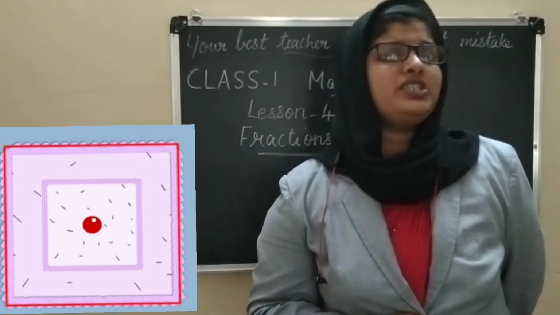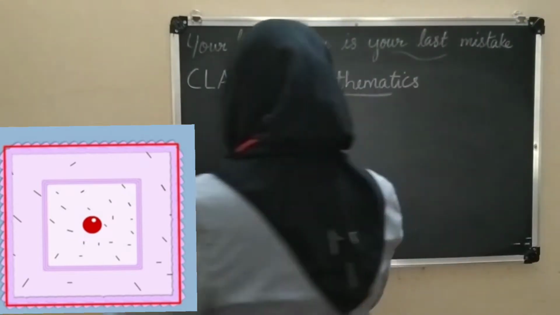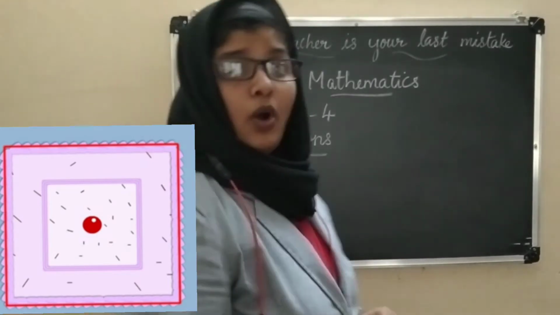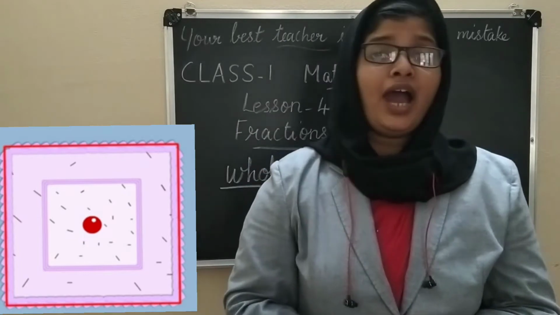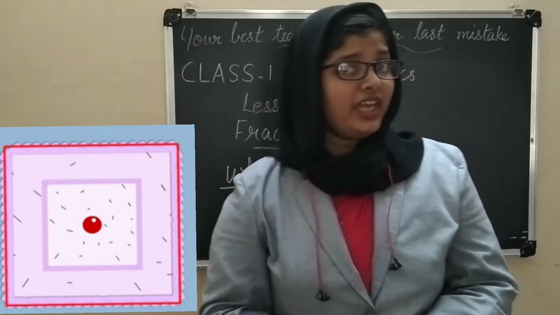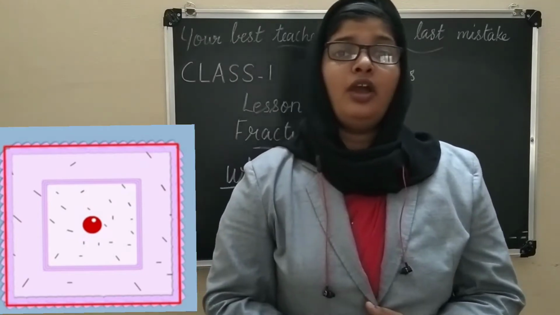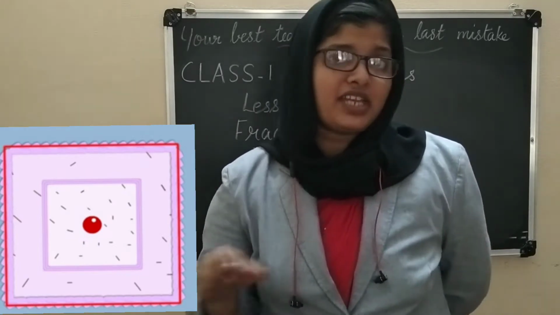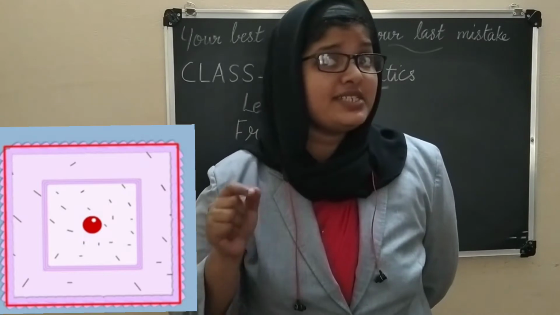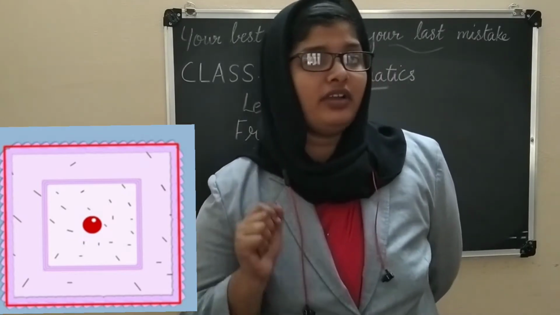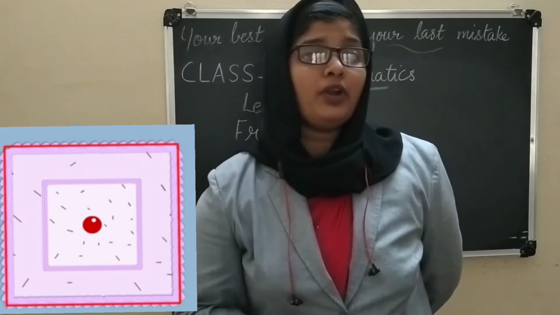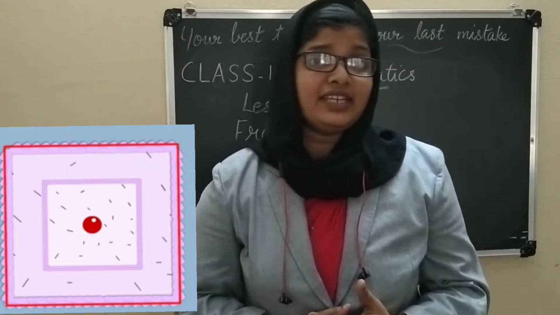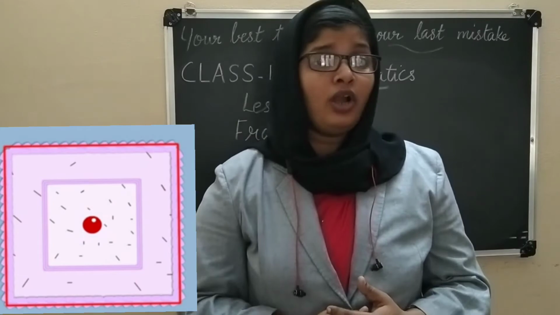Okay, so whole means what? W-H-O-L-E. Whole means an unbroken piece of an object, shape or number is called a whole. You can see this cake. It is not cut into pieces; this is an unbroken cake. So this cake is a whole. This is a whole cake.